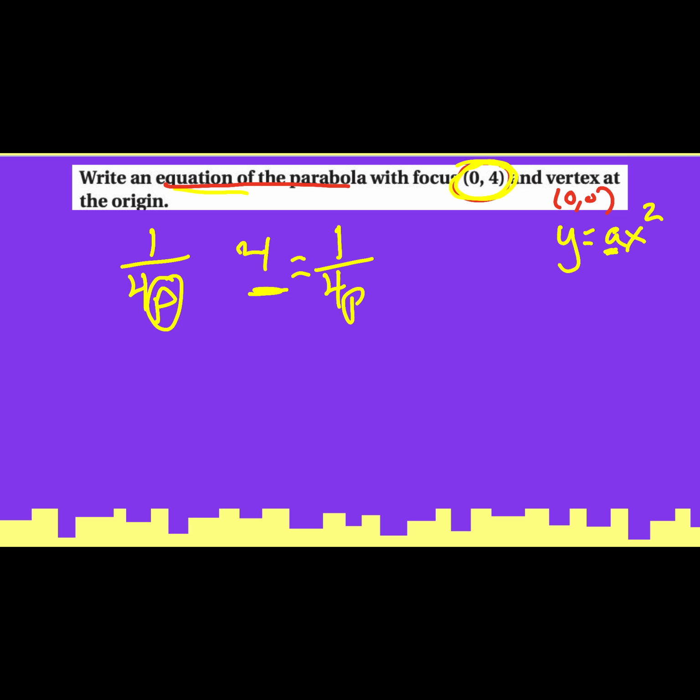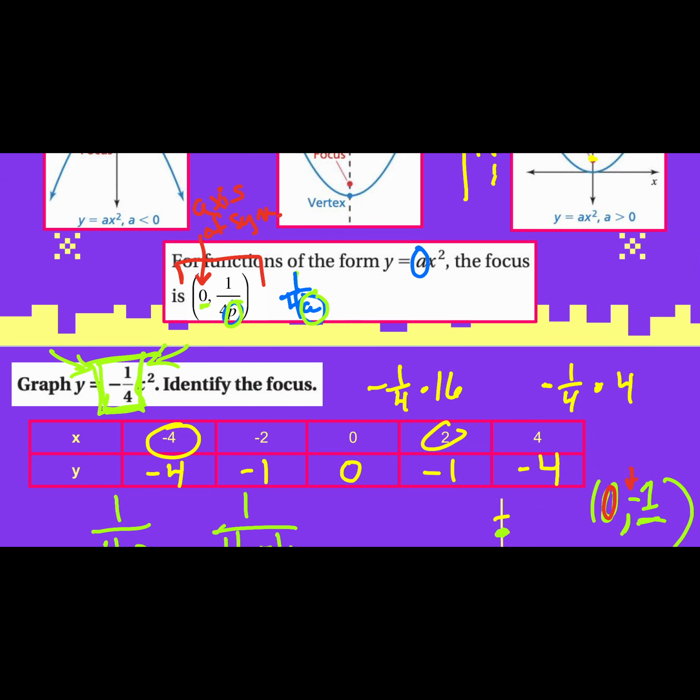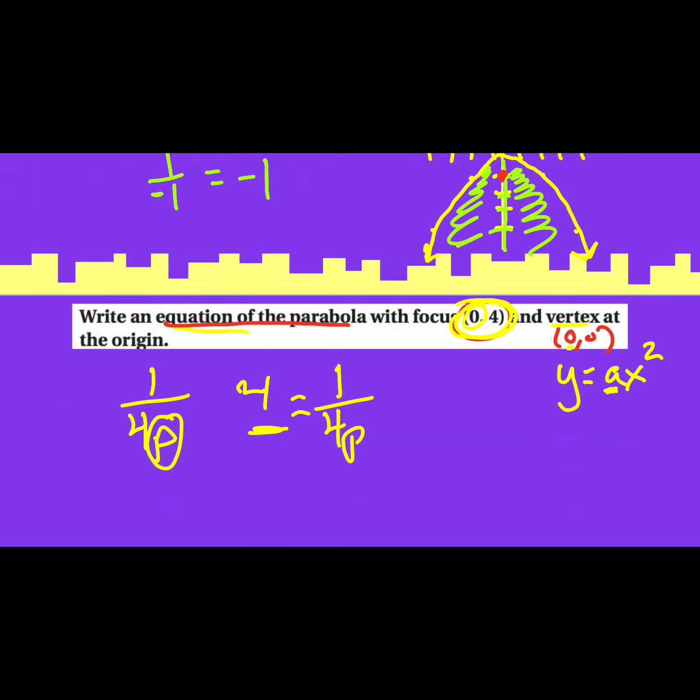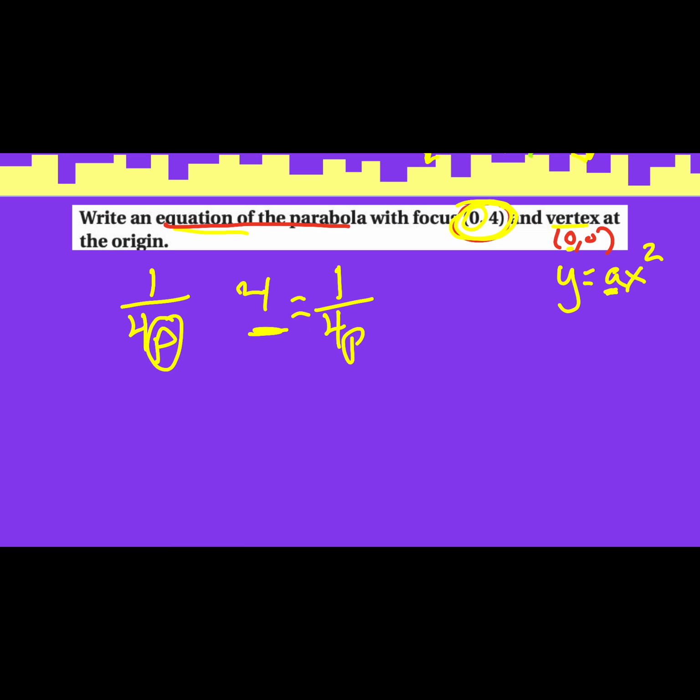Yep, we would set it equal to 4, because remember, 0 is just our axis of symmetry. They tell us the vertex is at the origin, so our axis of symmetry is right at 0. And when we are using this 1/4 p that we talked about, this helps us find the y value of our focus. We already know the x value, so it helps us find our y value. So if they tell us our focus is at (0, 4), we can use that 4 to help us find our p-value.